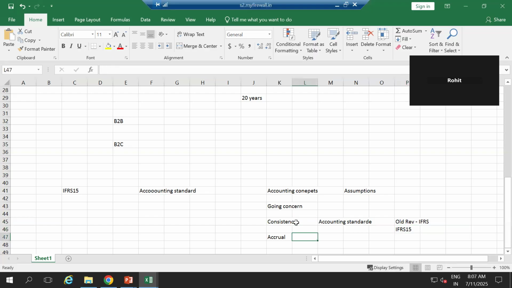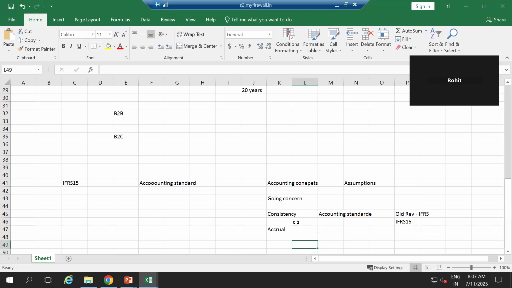Accrual means you need to recognize the cost and the revenue as and when they are incurred, rather than as and when they are paid. For example, rent at the end of the month is payable but not paid. It's still recognized as rent, as an expenditure, even though it is not paid, right? So those are the three fundamental accounting concepts or assumptions based on which we prepare the financial statements.